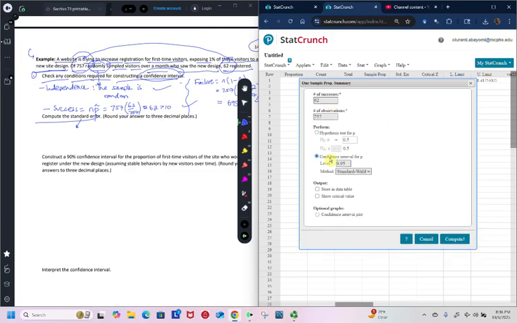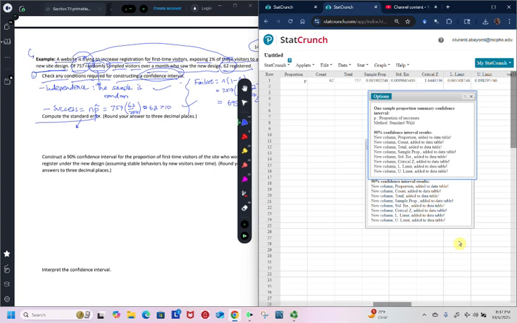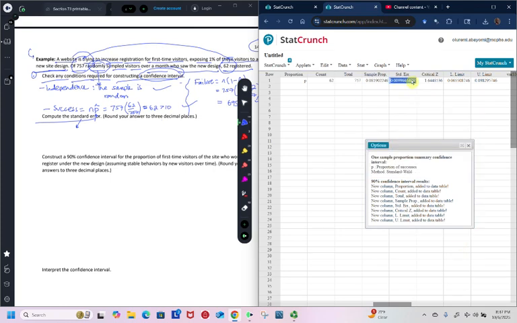And I'd like to construct a confidence interval. In particular, I would like a 90% confidence interval. So I'm making a jump ahead, and in the process, we can get the standard error too. I would like to store the results in the data table, show critical value, and compute. I have my standard error right here, which is the square root of p̂ times 1 minus p̂ all over n. This is the standard error, and it's 0.009966.